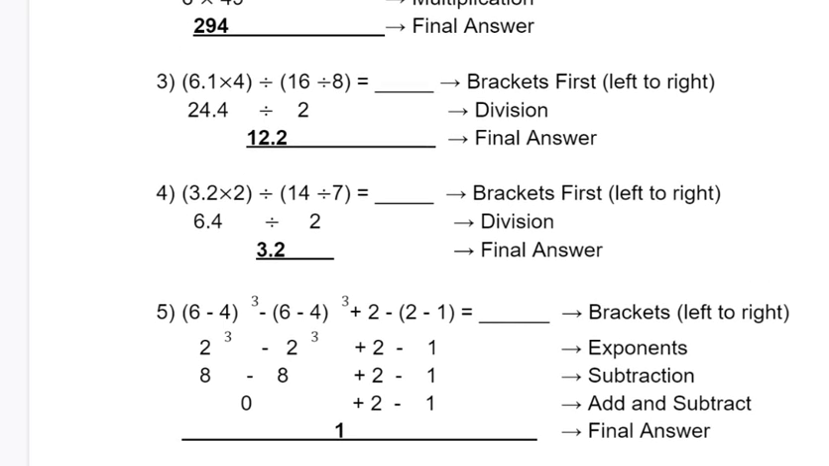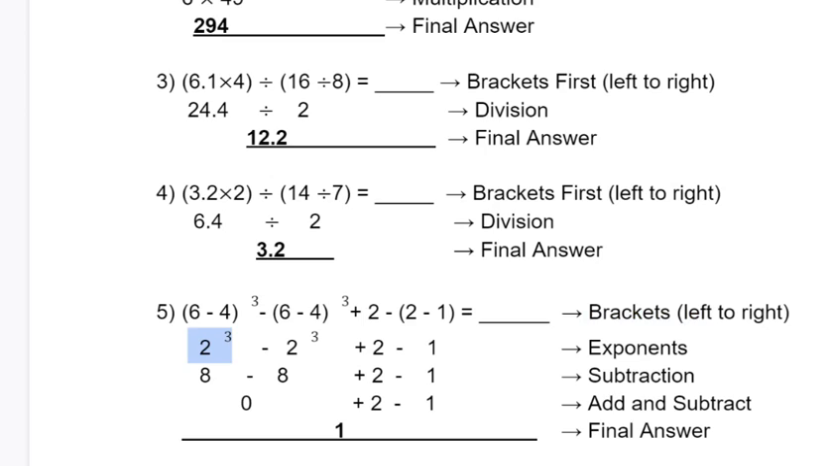Here it looks a little bit more complicated, but it's really not. It's just if you understand what steps to take, meaning if you really understand the acronym and you remember what goes after what, then any question will be easy for you. So here we have a couple of brackets, and then we also have 2 exponents that we have to think about as well. So first, as always, we're going to do the brackets first. So 6 minus 4 is 2.